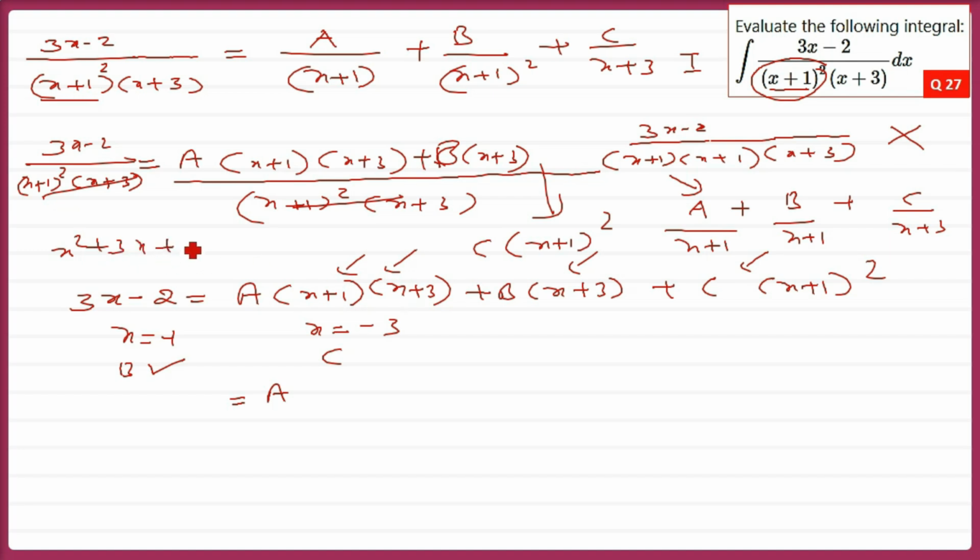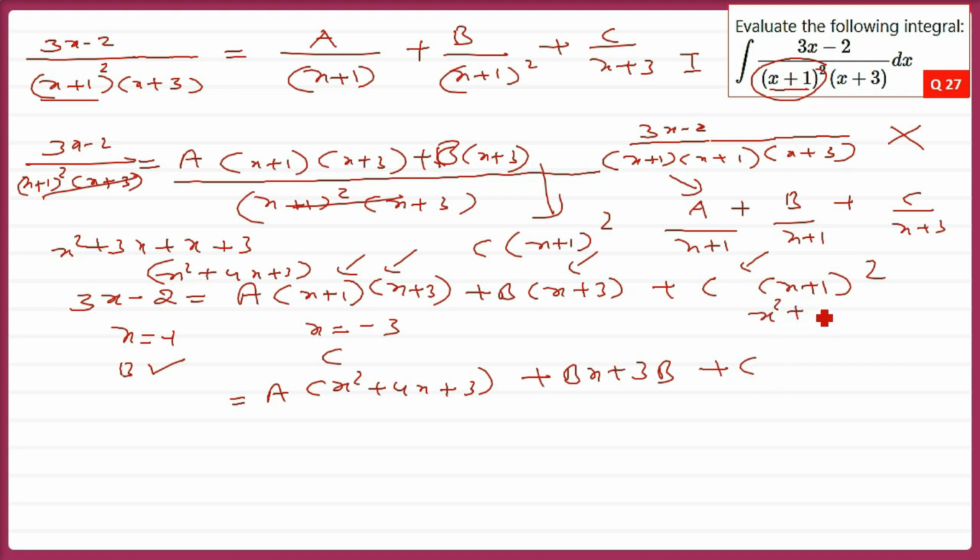So multiplying x plus 1 and x plus 3, it will give you x square plus 4x plus 3. So A multiplied by this one. Then we have Bx plus 3B. x plus 1 whole square is x square plus 1 plus 2x. So multiply it with C.